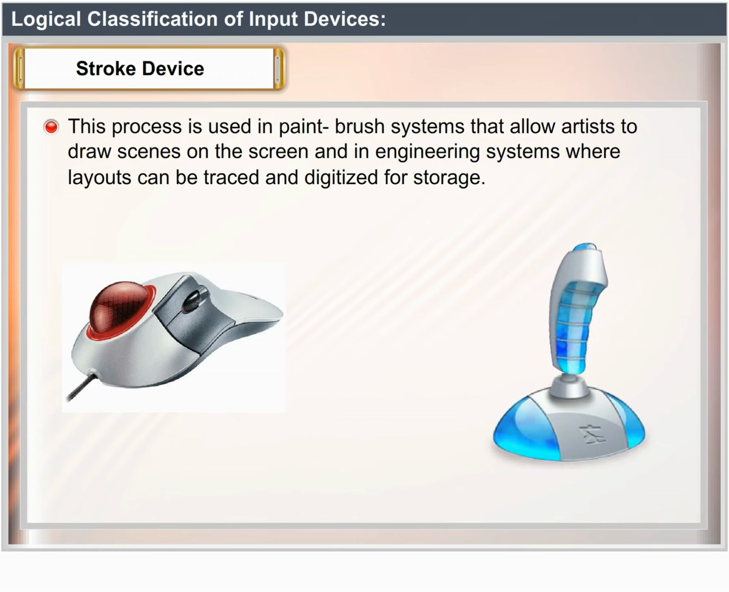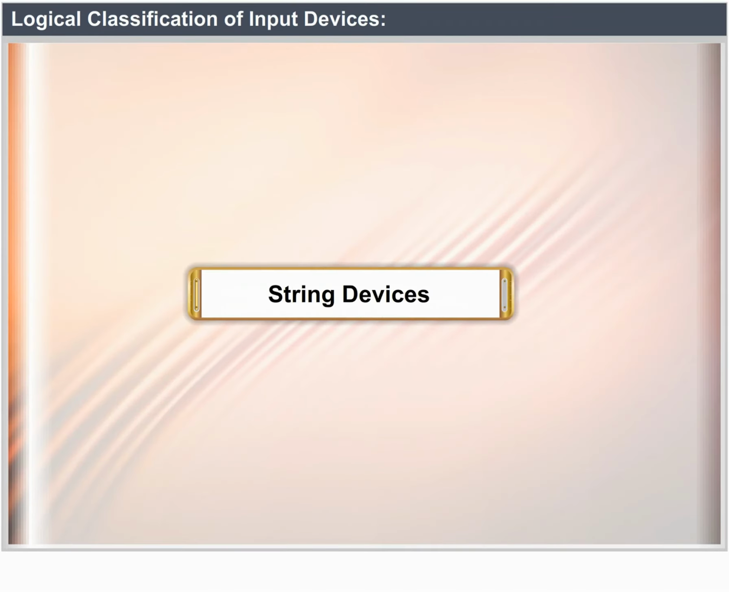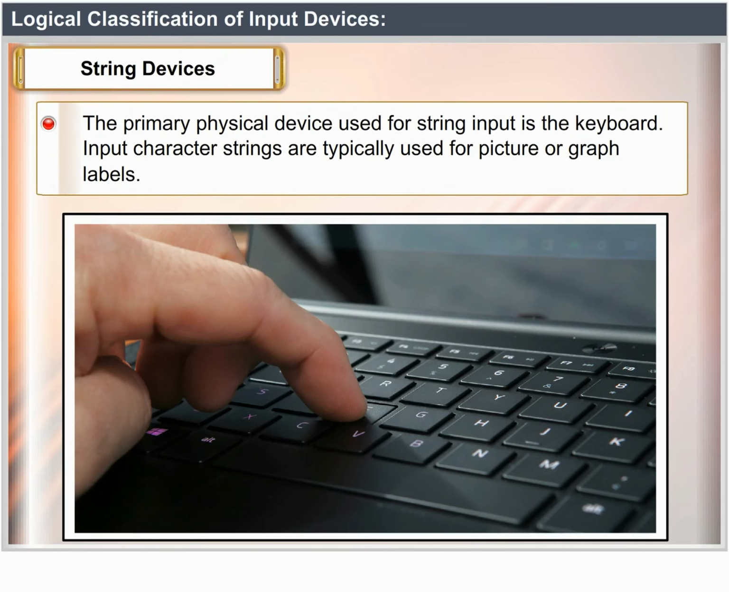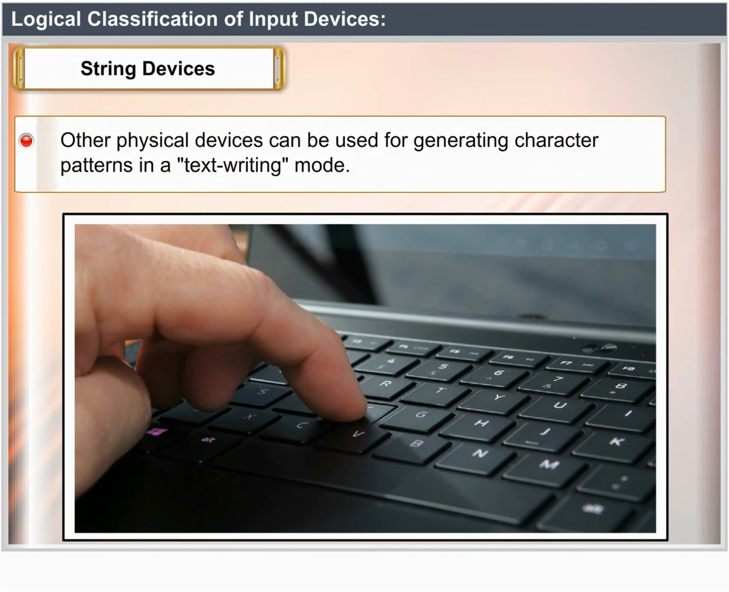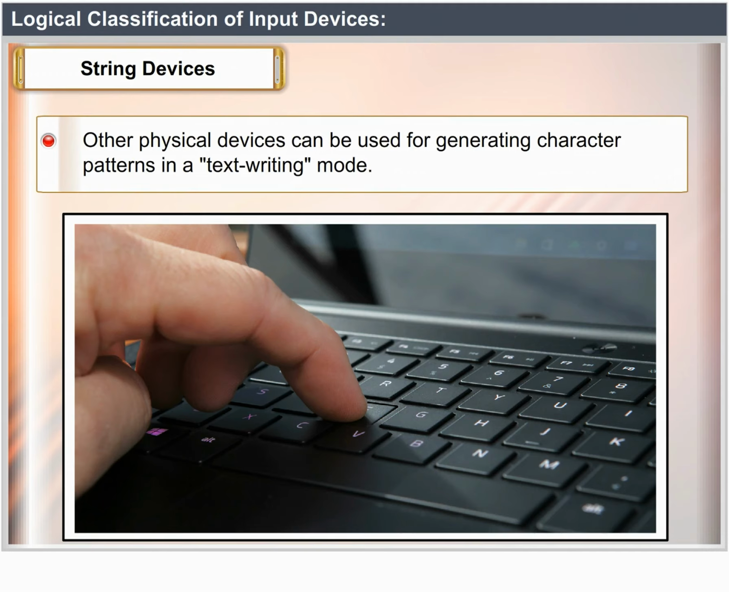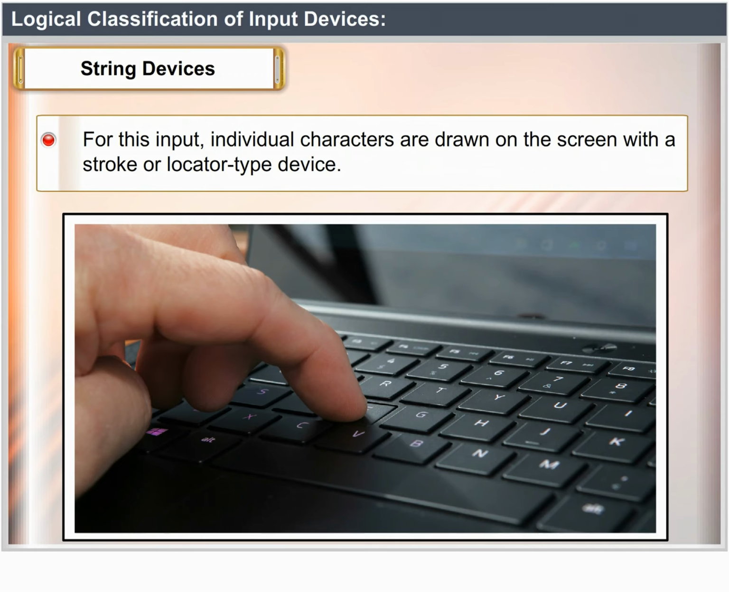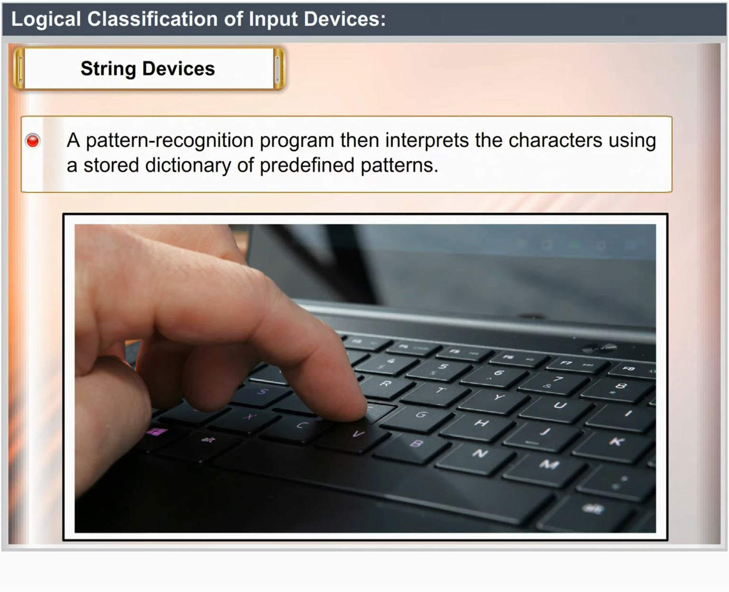String devices. The primary physical device used for string input is a keyboard. Input character strings are typically used for picture or graph labels. Other physical devices can be used for generating character patterns in a text writing mode. For this input, individual characters are drawn on the screen with a stroke or locator type device. A pattern recognition program then interprets the characters using a stored dictionary of predefined patterns.